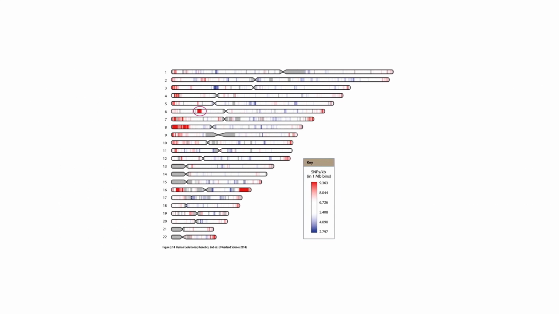However, as discussed before in lectures 5 and 6, the sequence diversity of a locus is influenced not only by its mutation rate, but also by natural selection and population history.